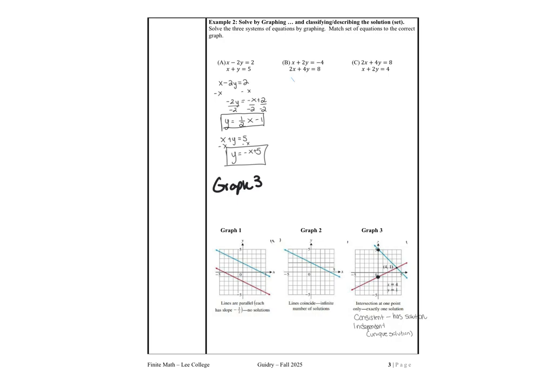So if I do x plus 2y equals -4, subtract x from both sides, 2y equals -x minus 4, and then divide everyone by a 2. y equals -1/2 x minus 2. So there's one of my equations. The other equation is 2x plus 4y equals 8.